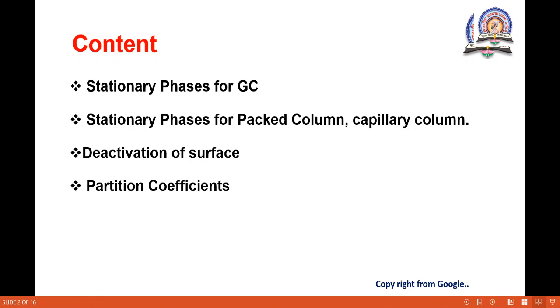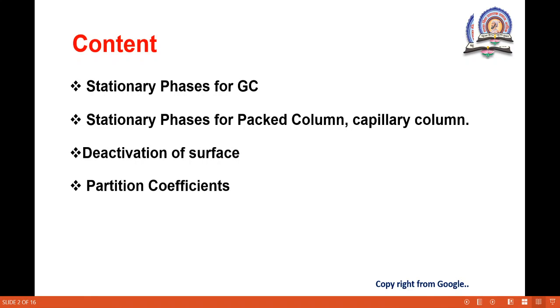Student, in the previous lecture, we have seen the columns and detectors which are used in gas chromatography. So capillary column and packed columns are used in the GC, then electron ionization detector, flame ionization detector and thermal conductivity detectors are used in the gas chromatography. This part we have already seen in the previous lecture.